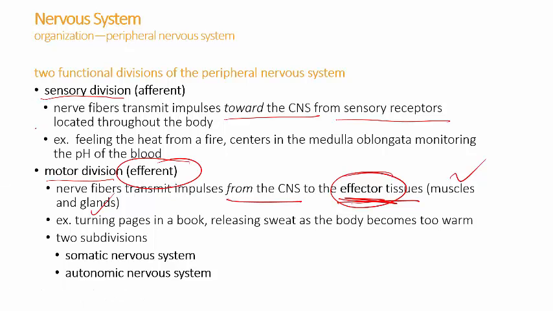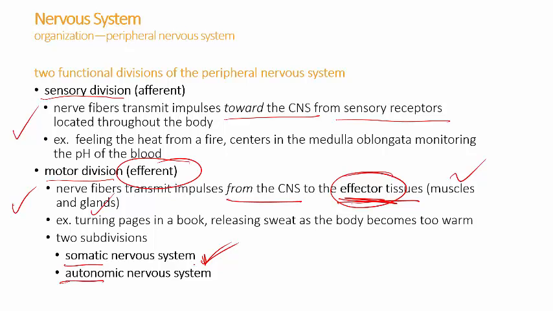Okay, so now we're done with the sensory division, that afferent division. But if we look at the motor commands, the information that we send out telling muscles and glands to do their work, there are two subdivisions there. There's the somatic nervous system. Soma means body. So the somatic nervous system and the autonomic nervous system. So these are two different clusters of neurons or nerves that are controlling two different parts of the motor division of the peripheral nervous system.